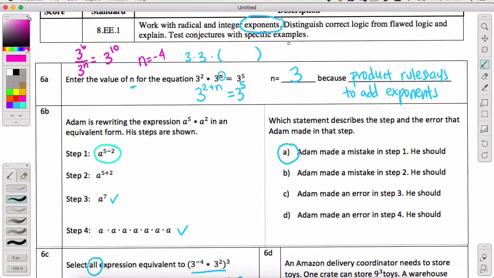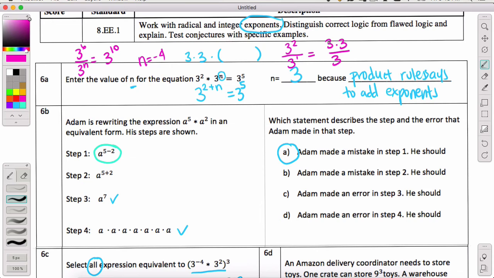So let me give you a different example. Let's say 3 to the 2nd over 3 to the 1st. So that would be 3 times 3 over 3. So there's 2 3's being multiplied, and there's 1 3 being multiplied by its, well, not being multiplied at all, really.